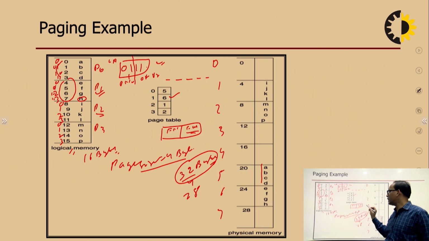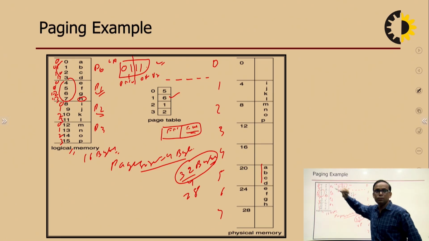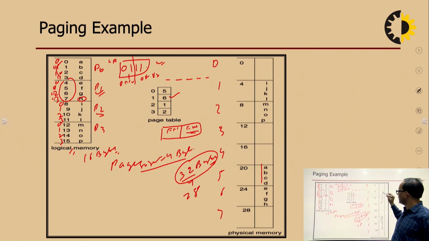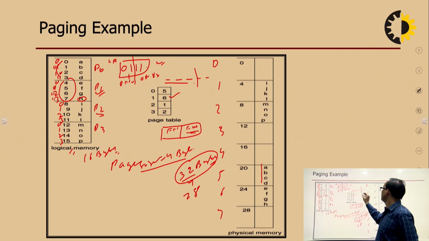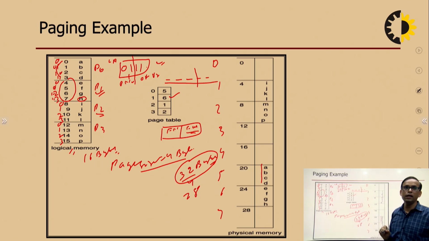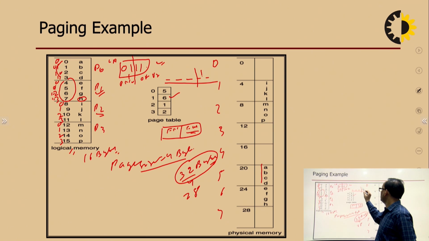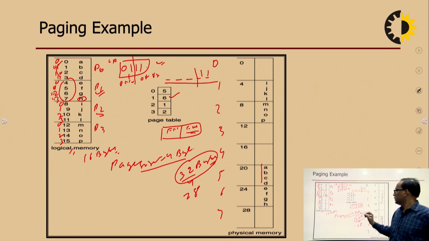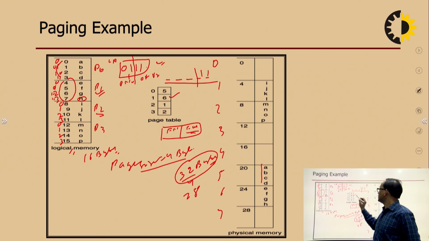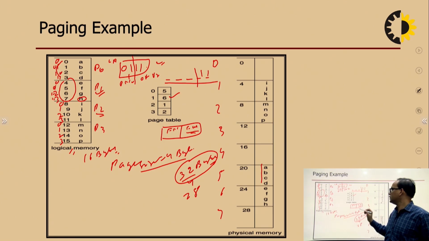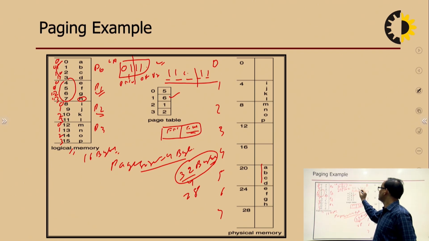Similarly, 2 bits are required for the frame offset, because however many indexes there are in pages, the same number of indexes will be there in a particular frame. So the last 2 bits will be required for the offset, and the value will be the same, so this will be 11. Now page number 1 is loaded. This part belongs to the frame number, frame 6, and how is 6 written in 3 bits? 110.